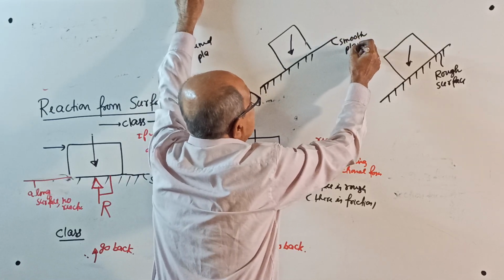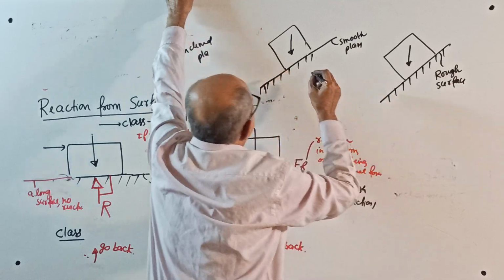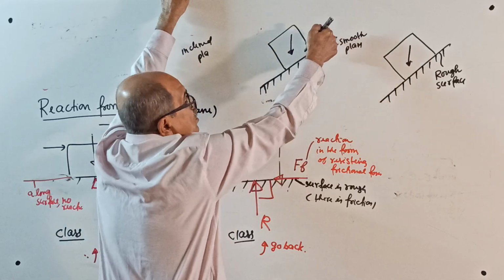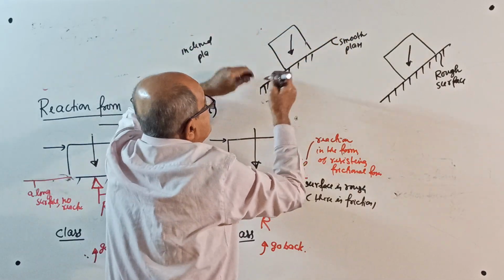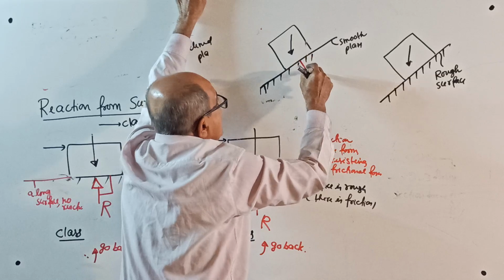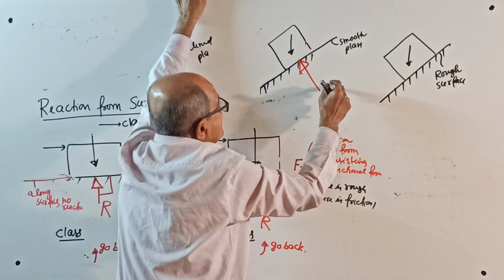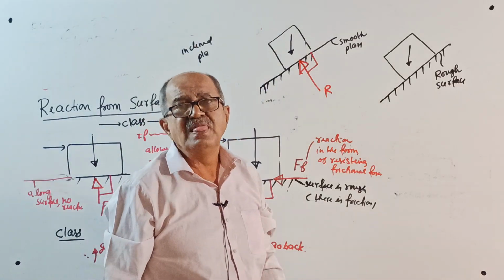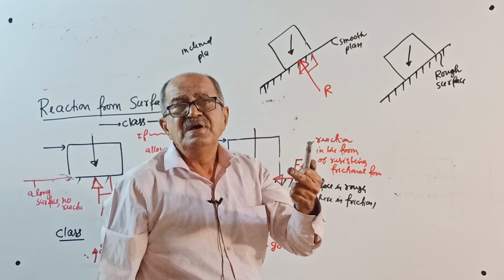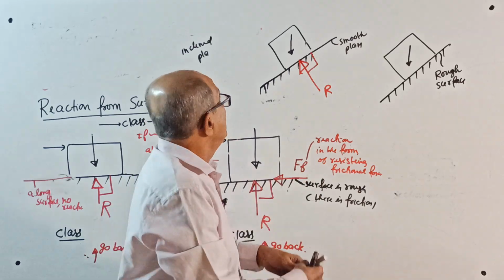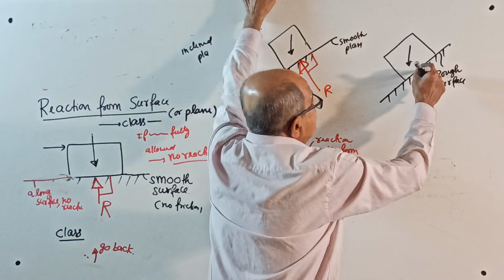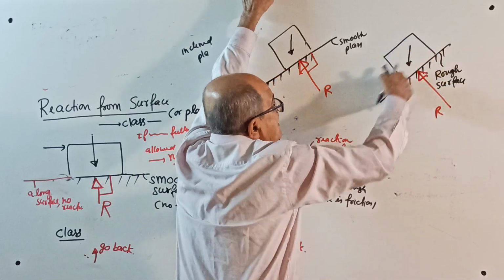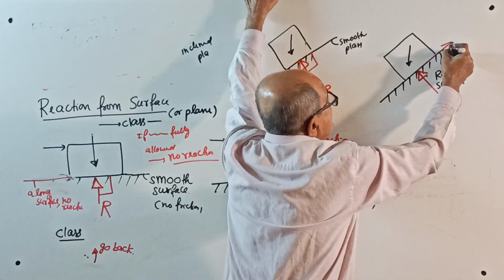Smooth plane means no friction. Rough plane means friction is there. When you apply load here, this may try to come down, so it is free to move here. But remember, it will press here, there will be a normal reaction. A smooth surface can give only normal reaction, and along the surface, reaction will come if roughness is there. If a rough surface is there, there will be normal reaction R, and also when you try to slide this way, there will be frictional force FF.